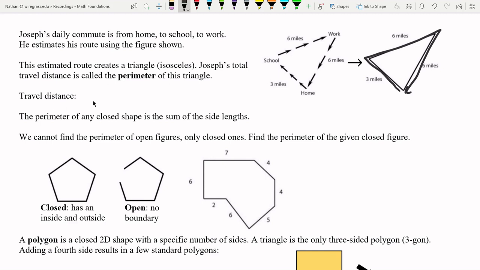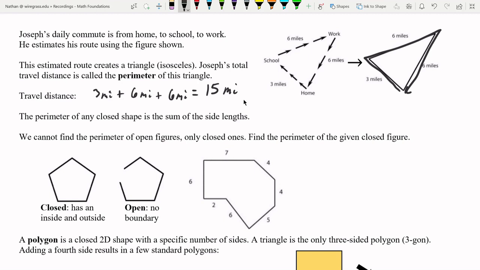What's that travel distance? It's just going to be 3 miles plus 6 miles plus another 6 miles. 3 plus 6 is 9, plus 6 is 15 miles. Perimeter of any closed shape is really just the sum of the side lengths.